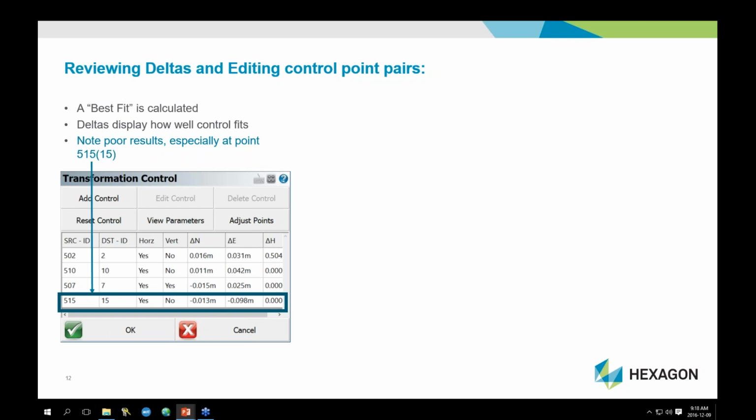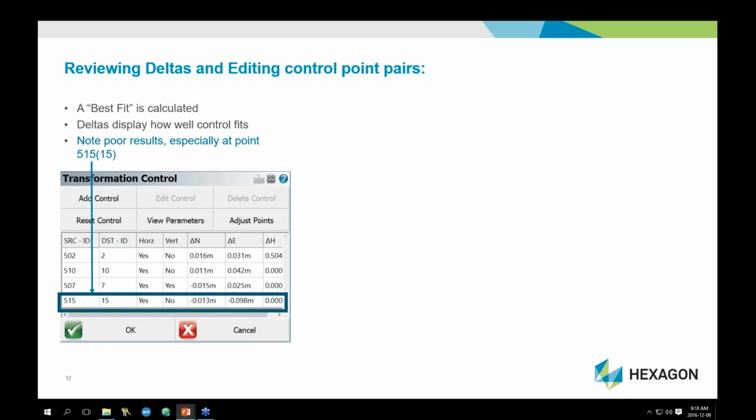And then we've also gone through the same process to associate 510 with 10, 507 with 7, 515 to 15. And the system will calculate the best fit as we go along. And we can see that 515 is an outlier. And again, this precision depends a lot upon the situation that you're using the tool for. We've picked a legal survey situation where we're typically trying to work to be within 2 centimeters. That could vary dramatically depending on the type of situation you're using this in.